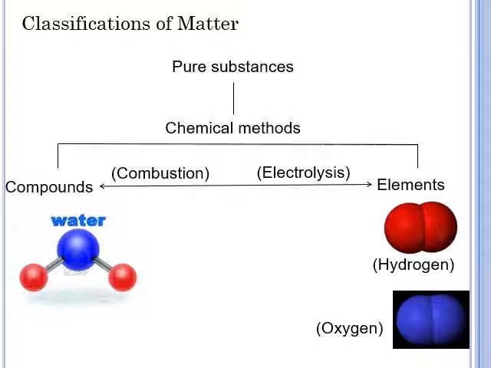If it involves combustion, it is going to produce a compound. If it involves electrolysis, it is going to produce elements. For example, a pure substance can produce a compound. You do refrigeration just now, and in the end your end product, for example, is water. So that is the classification of a compound.